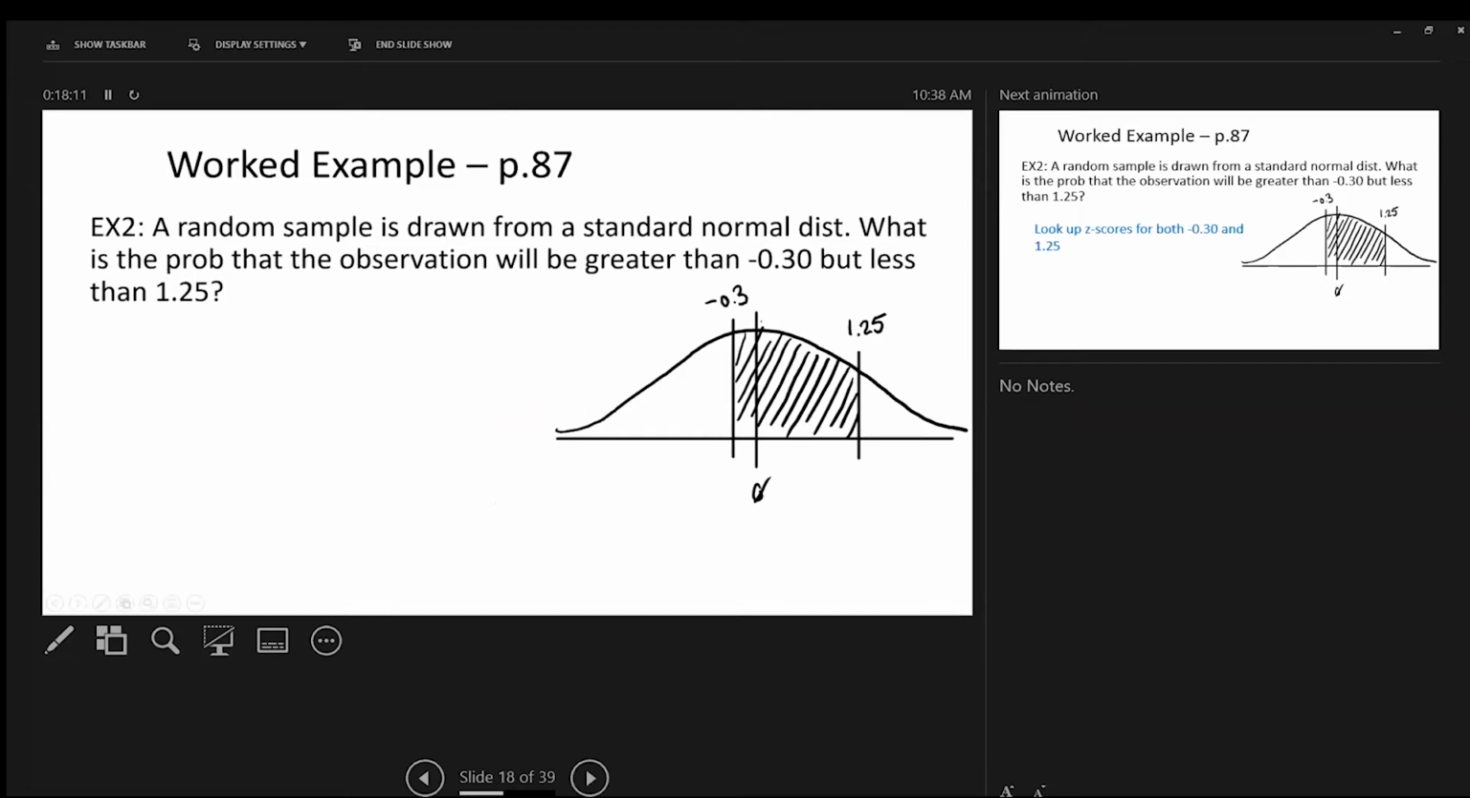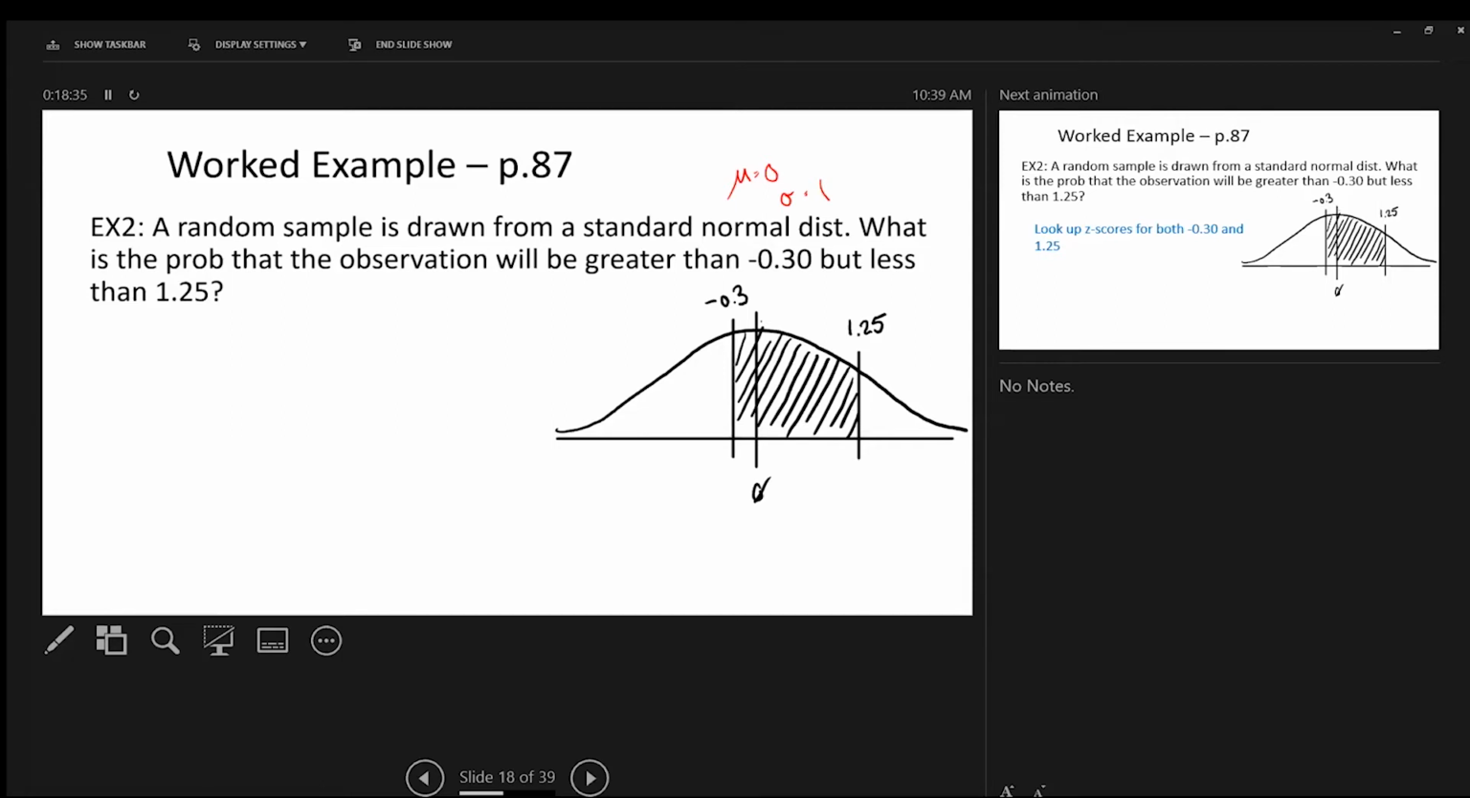For example 2, a random sample is drawn from a standard normal distribution. So again, we've got that our mean is equal to 0 and our standard deviation is equal to 1. What is the probability that the observation will be greater than negative 0.3 but less than 1.25?